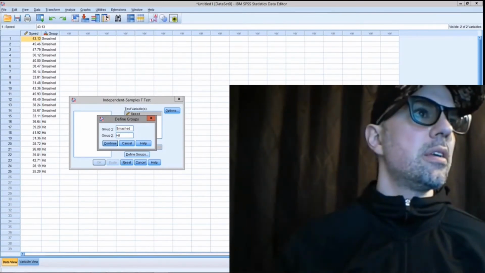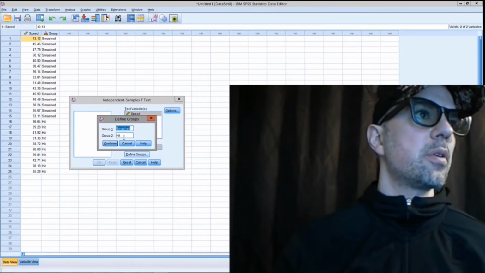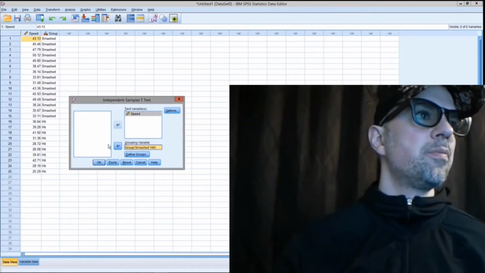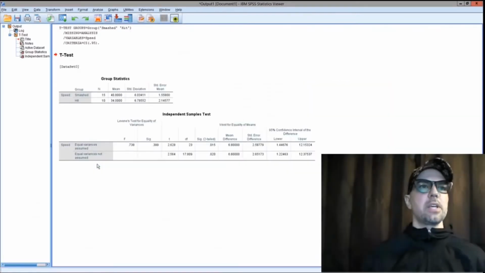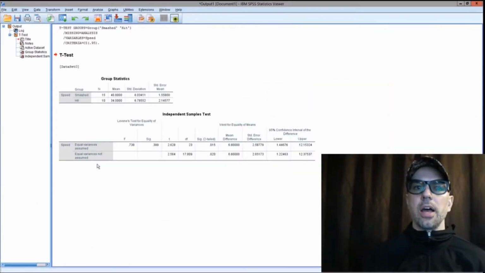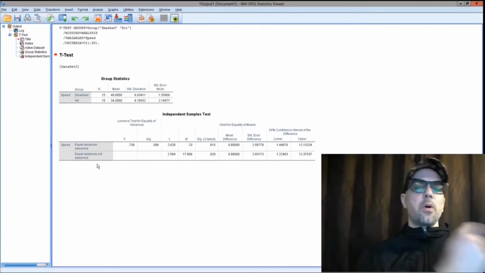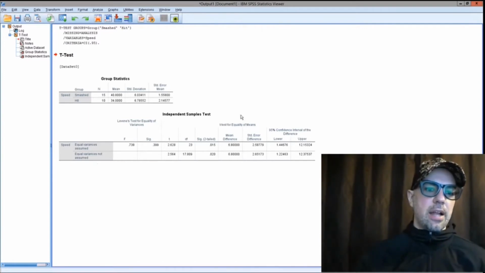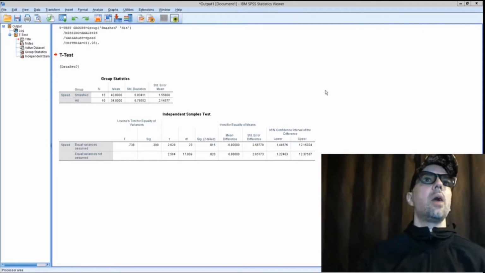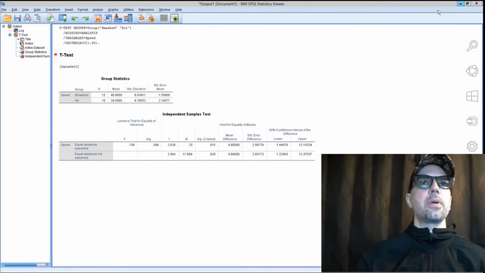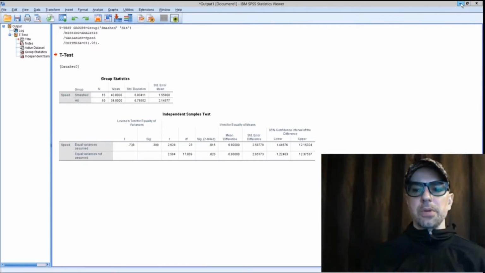So we fill in the name for group 1, we fill in the name for group 2, we hit continue, and then once we have that set, we hit OK, and SPSS runs our analysis. Now, before we go to looking at that analysis, before we go to analyzing it and breaking it down and finding out where everything is, I want to show you just what can happen in this particular analysis here.